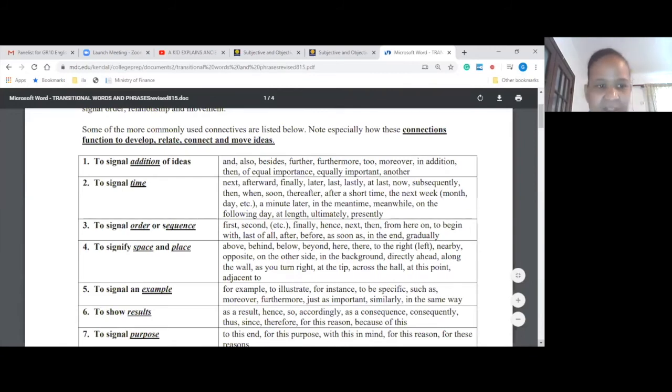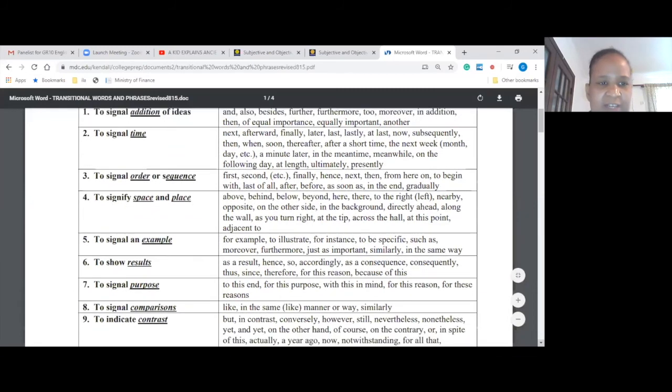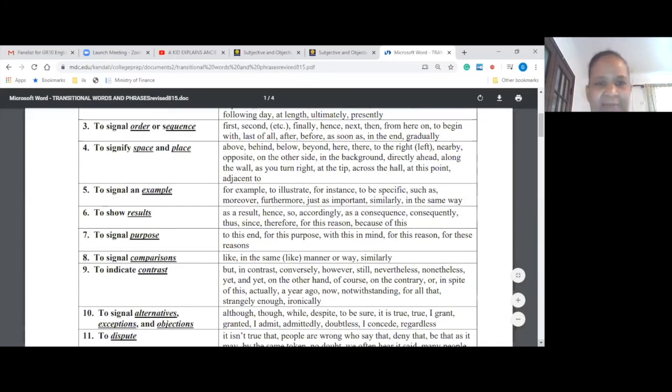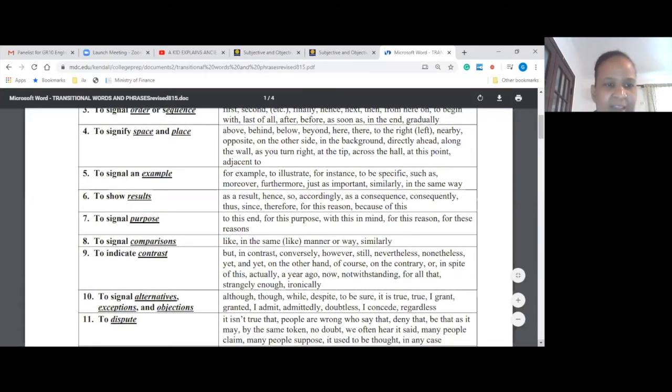Number 4, you can use the transitions to signify space and place: above, behind, below, on the ground, at the tip, across the hall, adjacent to. I will slow down. Number 5, you can use it to show examples, and those transitional words include to illustrate, for instance, such as, furthermore, similarly. Number 6, you use the transitional words to show results: accordingly, hence, therefore, for this reason.